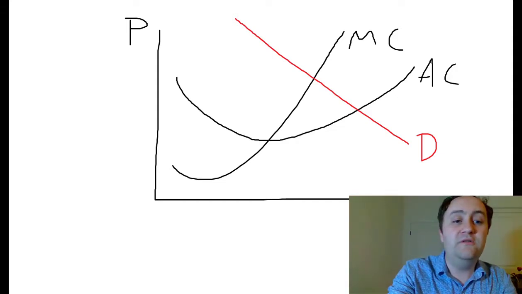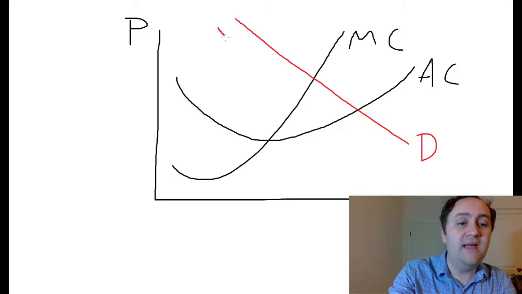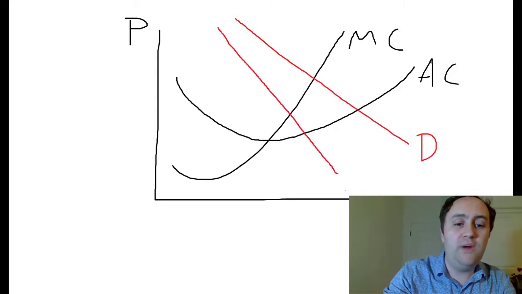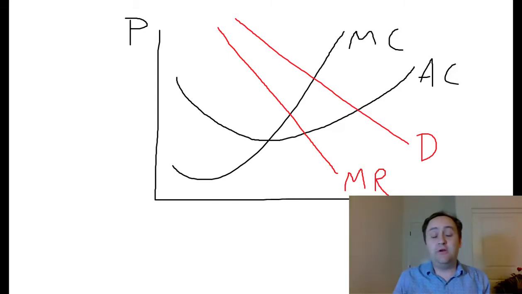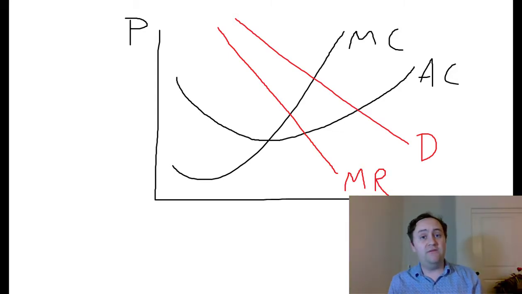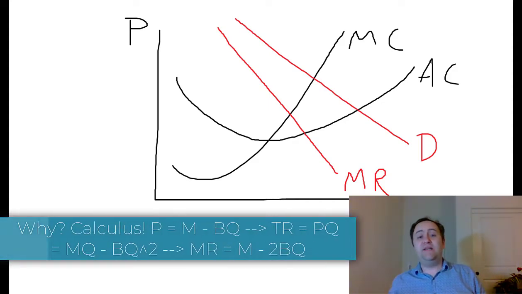I'm going to have a marginal revenue curve in here. It's going to be lower than demand. It's also going to slope down more quickly than demand. And I can actually tell you that when we have a straight line demand curve like this, the slope of the marginal revenue curve is going to be exactly twice the slope of the demand curve. It's going to slope down twice as quickly.